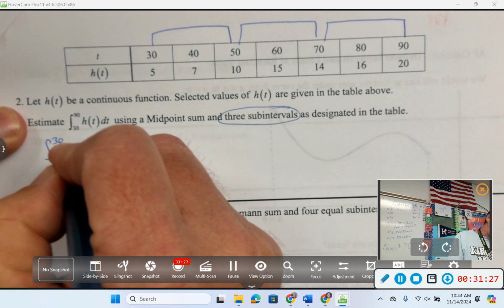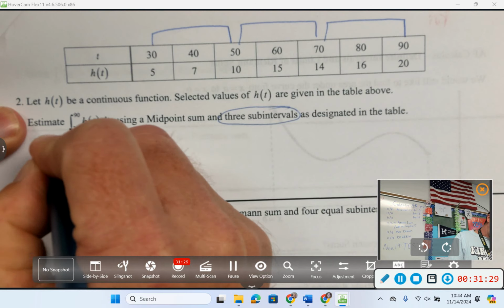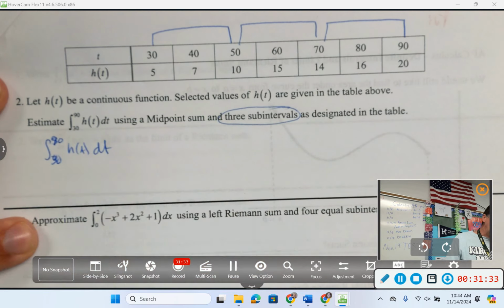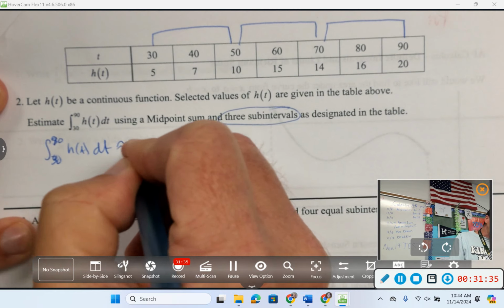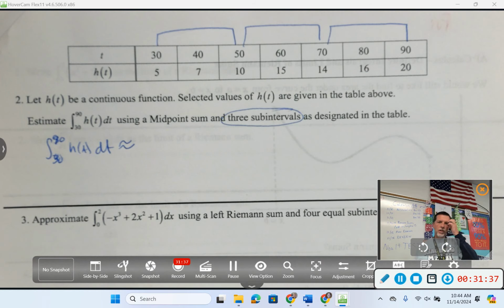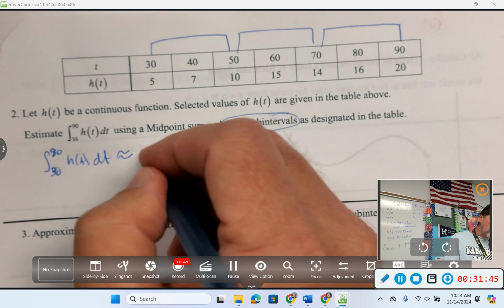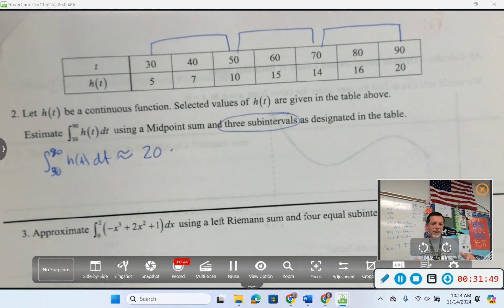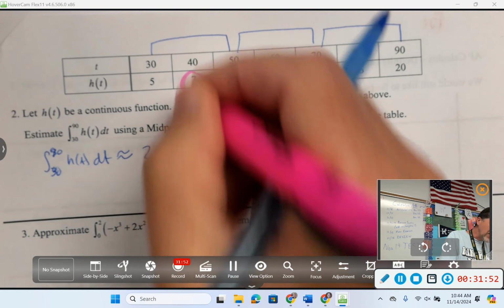So the integral from 30 to 90 of h of t dt. That is the area, but we're going to approximate that using a midpoint. Okay, but it's still rectangles, so I'm still just doing base times height. Base of the first rectangle is 20. What height should I use? Here's the big thing. The 7, because that's the height in the middle.